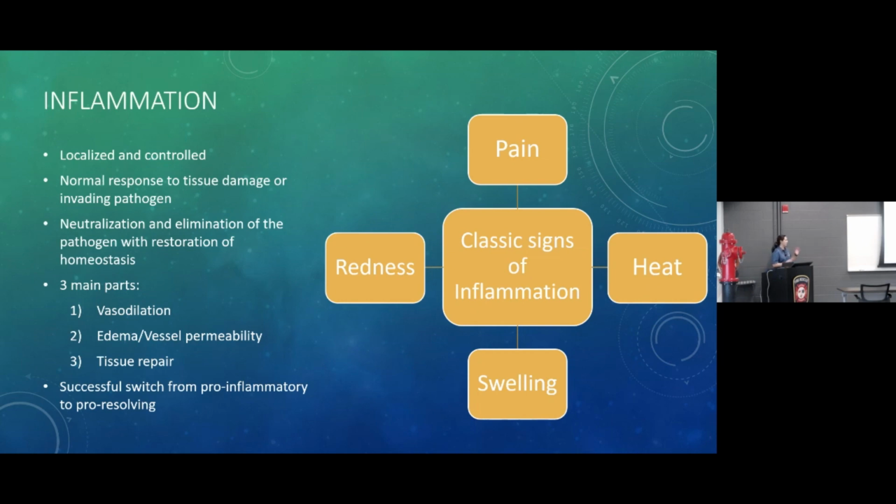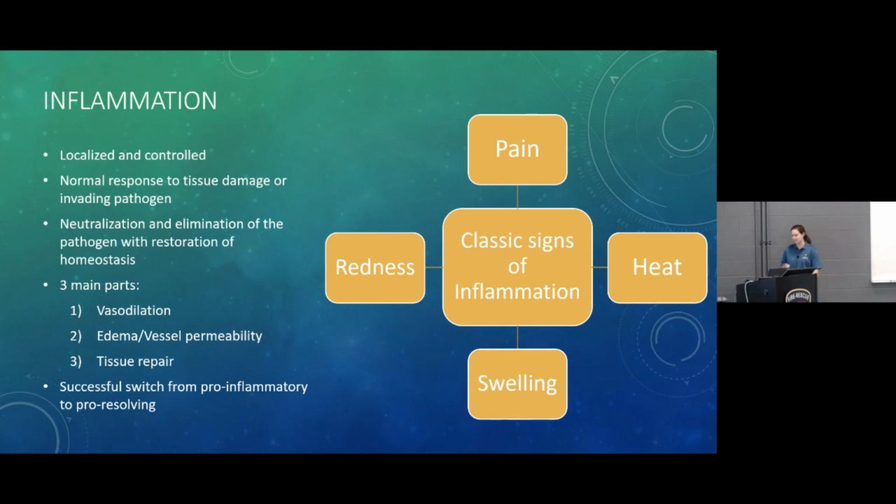So in our normal body, we'll always have some inflammation. If you get a scrape, a cut, something like that, it'll get inflamed. And the classic signs of inflammation: the pain, redness, heat or warmth, and some swelling to the area. But it's a localized and controlled spot. This is a normal response, and it's to help to eliminate the pathogen with restoration of homeostasis. That's the most important part. So it's not going anywhere else in the body, it's only right there.